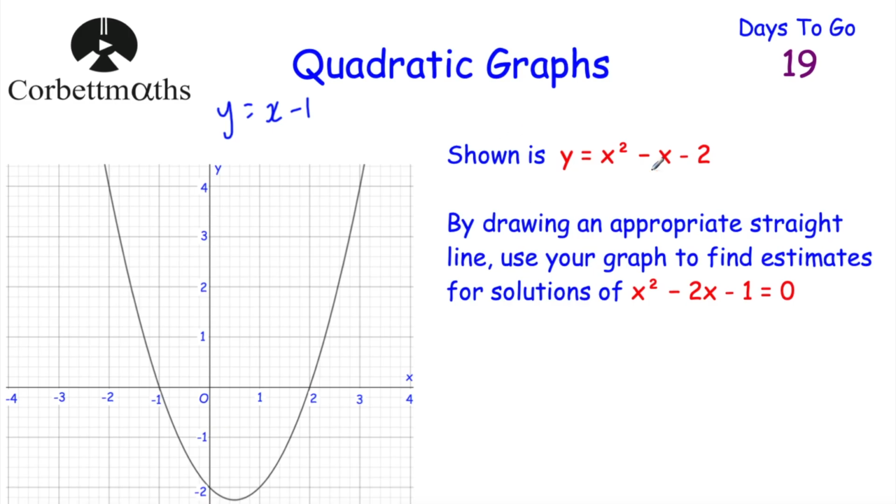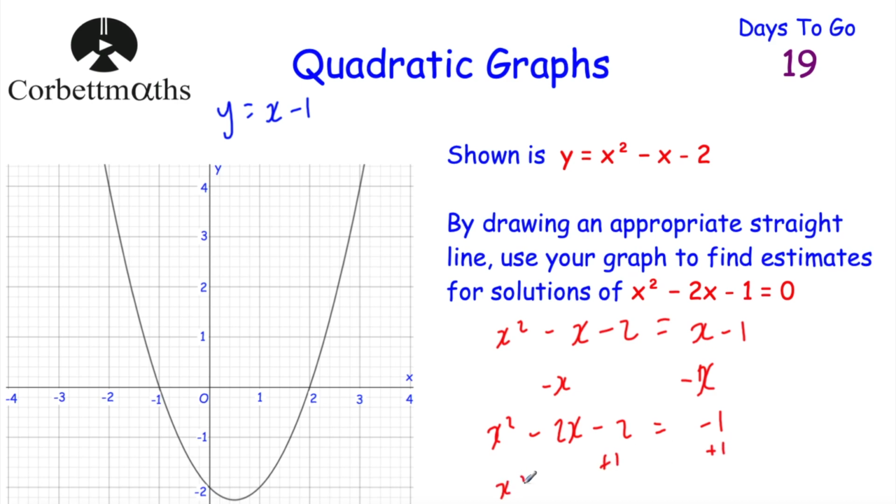And just to show you, if we have our x squared minus x minus 2, the quadratic we're given, and we put it equal to x minus 1, that linear, if we take away x from both sides, we would get x squared minus 2x minus 2 equals minus 1. And then if we add 1 to both sides, we get x squared minus 2x minus 1 is equal to 0, and that's what we're trying to solve.